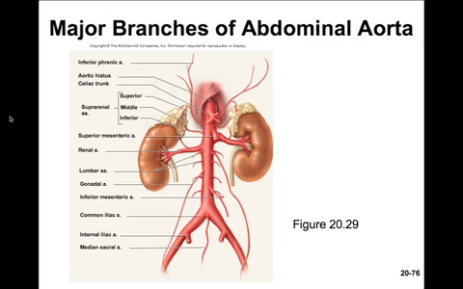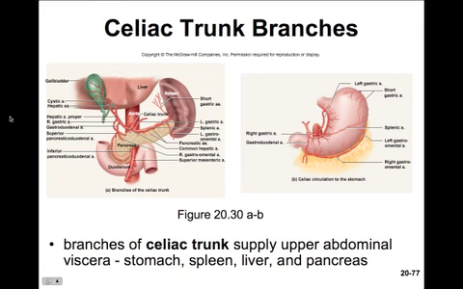Now let's take a closer look at some of these branches. We'll begin with the celiac trunk branches. The celiac trunk will supply the upper abdominal viscera, such as the stomach, spleen, liver, and pancreas. The 3 vessels that come off of the celiac trunk are the splenic artery, which goes to the spleen, the left gastric artery, and the common hepatic artery.